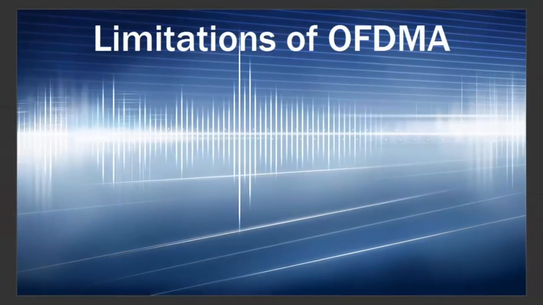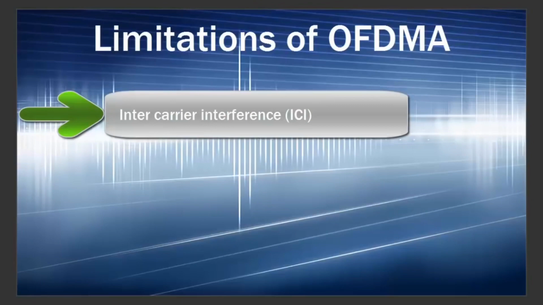Everything has some limitations, and OFDM is no exception. OFDM has two principal weaknesses relative to single carrier systems. First is susceptibility to carrier frequency errors, or you can call it inter-carrier interference.